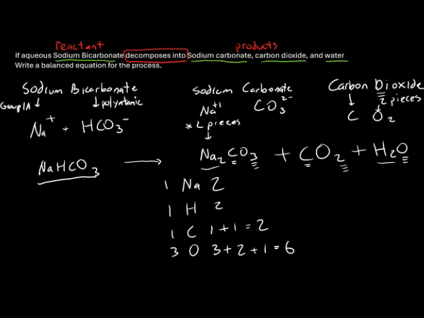So that means we don't have enough sodium, hydrogen, carbon, or oxygen on the left. You can see we clearly have less sodium, hydrogen, carbon, and oxygen on the left than we do on the right. So we have to think, what can we multiply everything by to make the atoms balance?